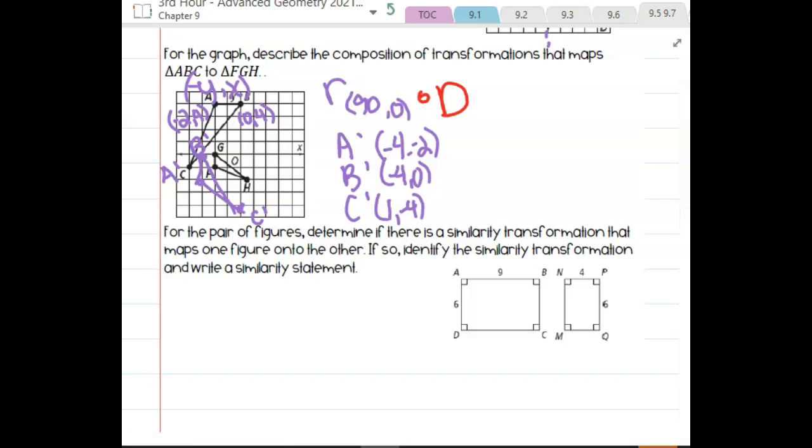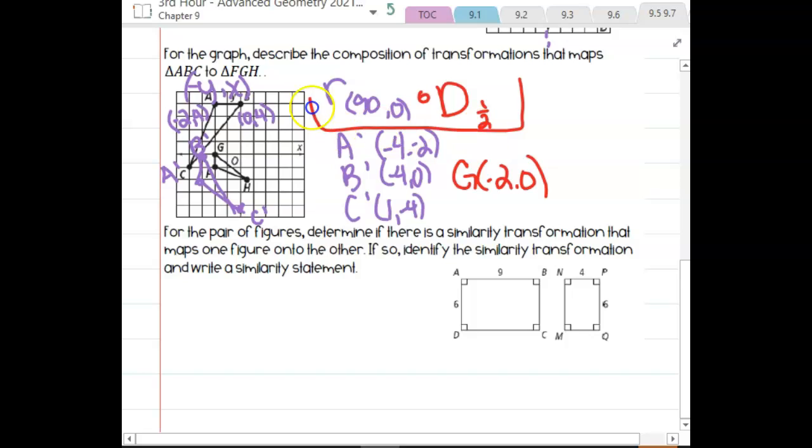Okay, so here's why I said I think we want to do the rotation first and then the dilation. All you have to know is, let's say I know G is supposed to correspond with B. So if B prime is at negative 4, 0, G is at the point negative 2, 0. I know to dilate something, I'm going to multiply the x and the y by the same thing. Well, how do you get from negative 4 to negative 2? Divide by 2. Multiply by 1/2. So my scale factor is 1/2.